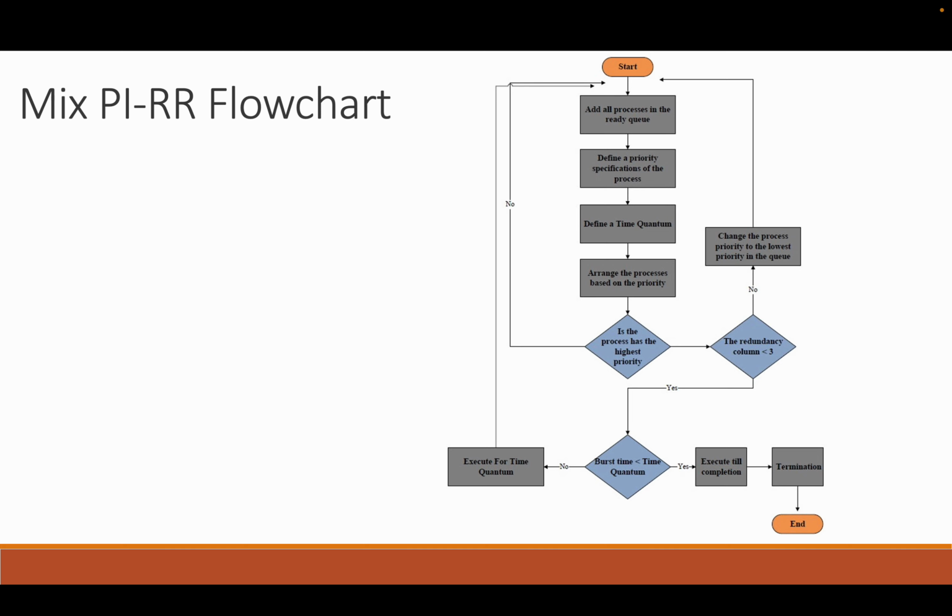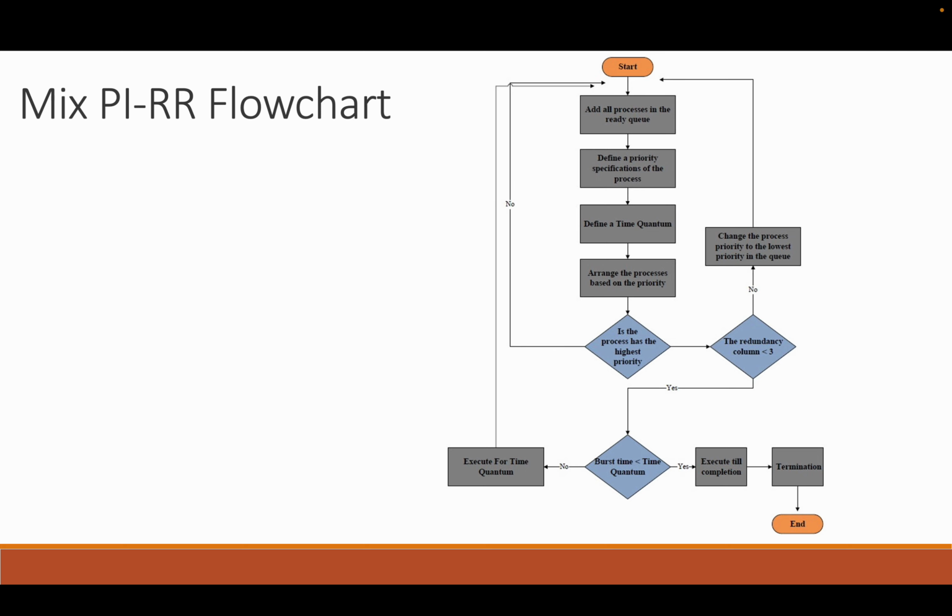Next, the process priority is changed to the lowest priority in the queue. After a process has executed, whether fully or partially, its priority is adjusted to the lowest in the queue to give a chance to other processes. After this, the algorithm checks the count. Here, the count refers to the redundancy column, which is likely the count of how many times a process has been executed in the given CPU time. If this count is less than 3, the process can be considered for execution again.